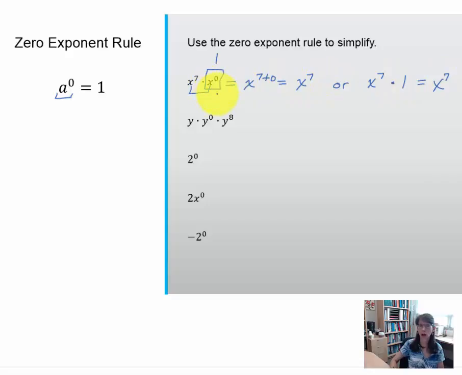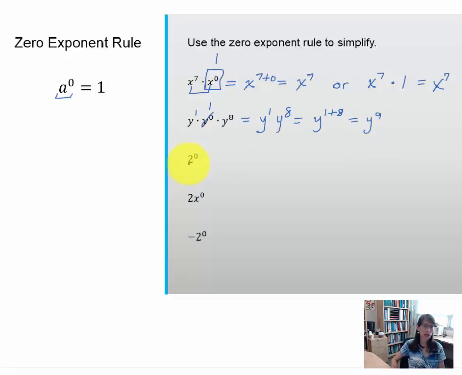So we actually have two options to work out this first problem. In the next problem, you can see we have y times y to the 0 times y to the 8th. Remember, y is really y to the first. Y to the 0 is worth 1, and then we have y to the 8th. So if we multiply these together, it's y to the first times y to the 8th. Now we're using our product rule again. Y to the 1 plus 8 gives us y to the power of 9.